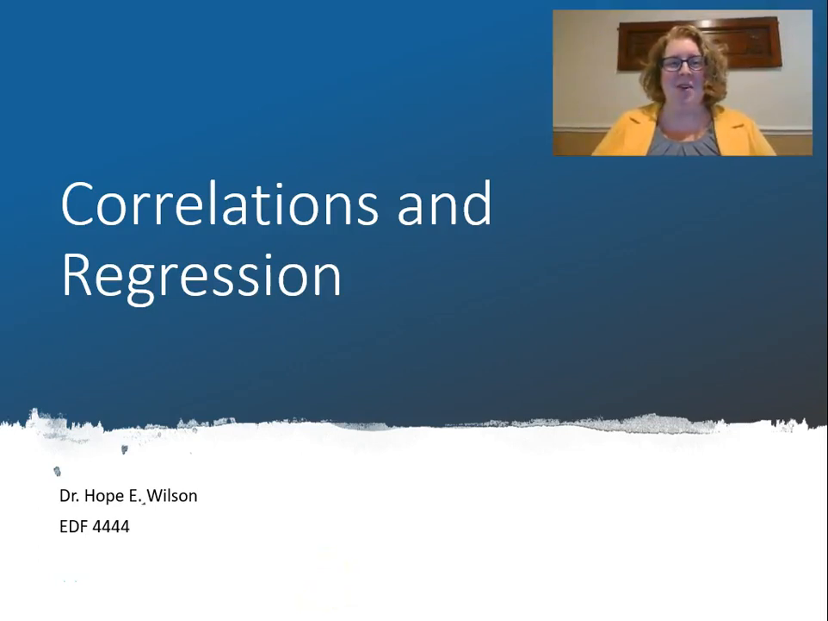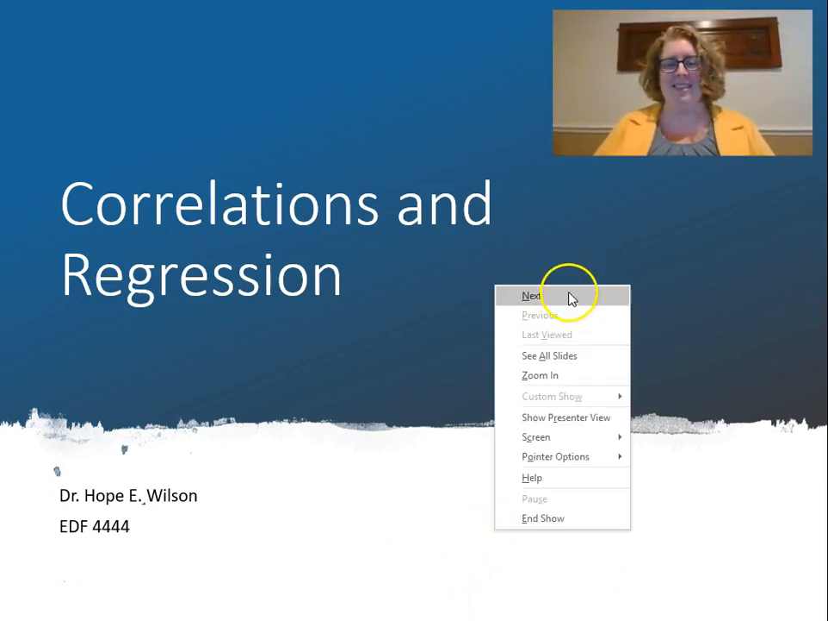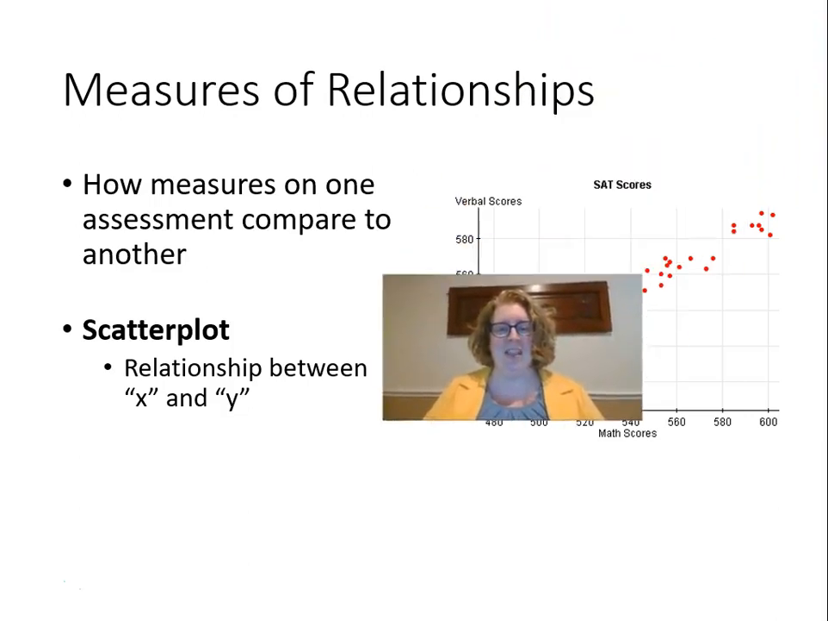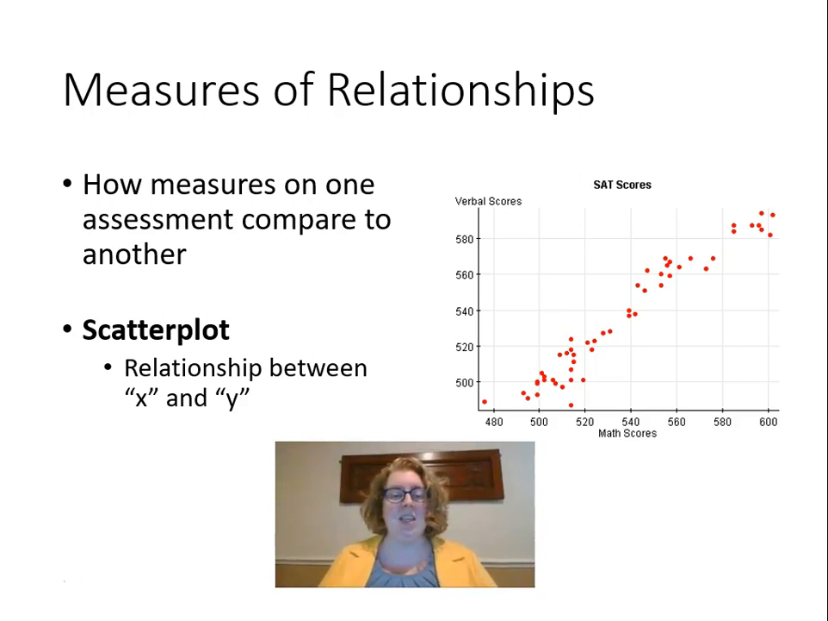Today we're going to continue our discussion of statistics and standardized testing, and we're going to talk about correlations and regression. So correlations and regressions are measures of relationships. We typically use this in standardized testing when we're talking about how measures on one assessment compare to another.